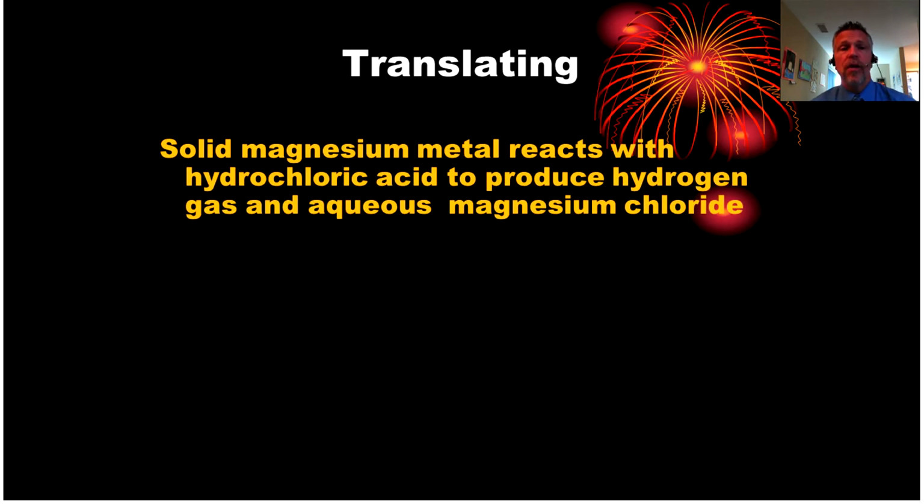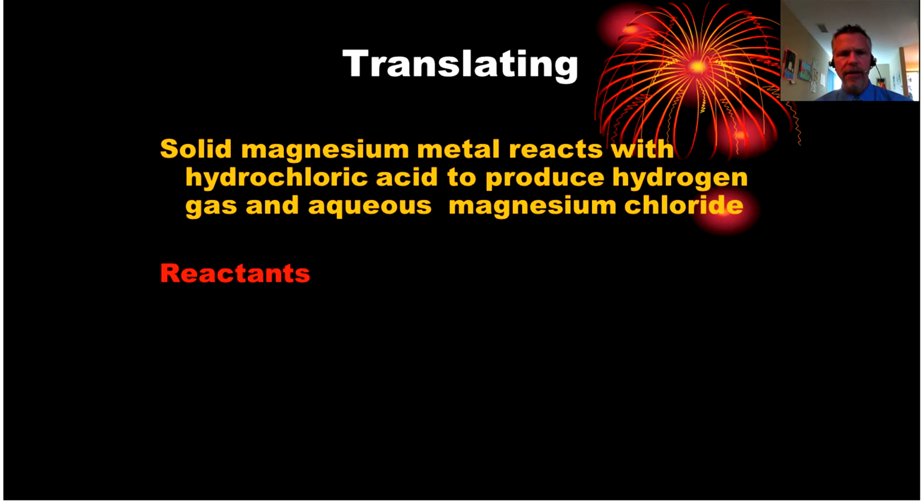Okay, so here's a starting point. This is a sentence that describes a chemical reaction, and our goal is to turn this sentence into a chemical equation. Let's look at this sentence. Solid magnesium metal reacts with hydrochloric acid to produce hydrogen gas and aqueous magnesium chloride. So what we want to do is turn that sentence into a chemical equation. The first thing that we're going to want to figure out is who are the players, what are the reactants and the products, and what are their physical states.